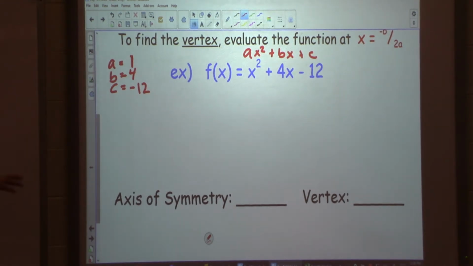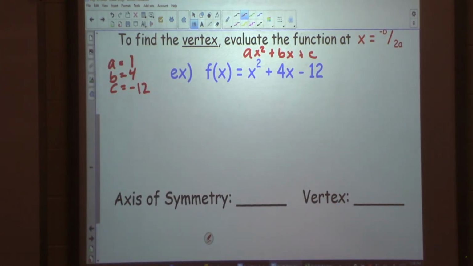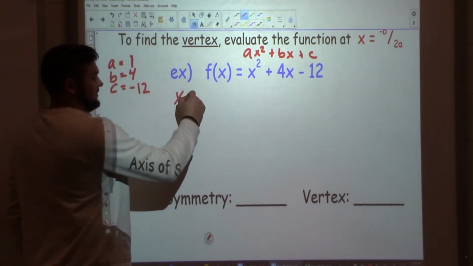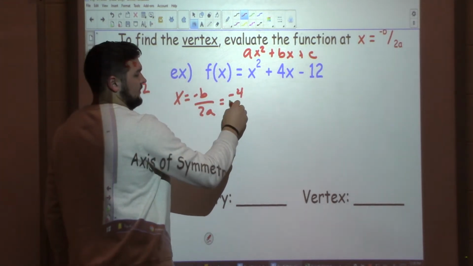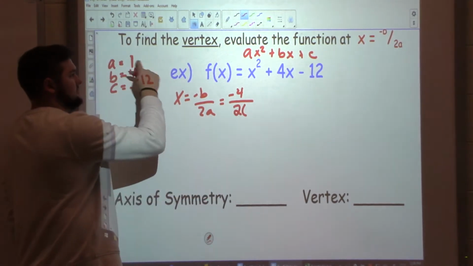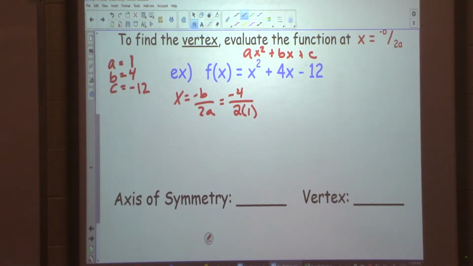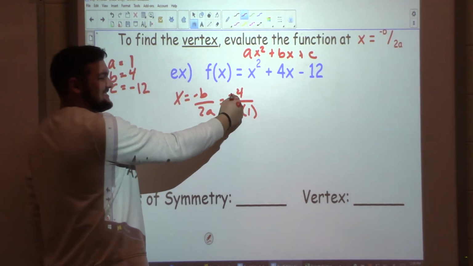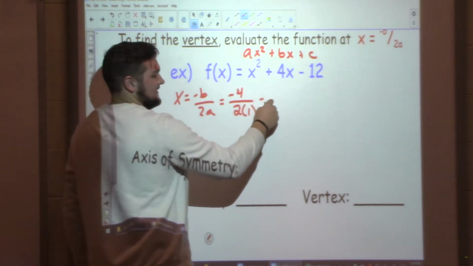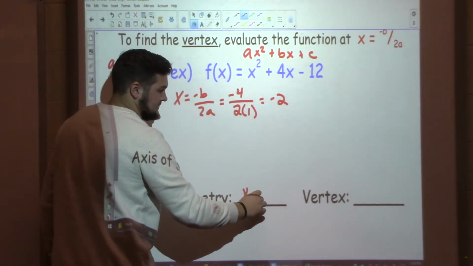So I want to find not only my axis of symmetry, but I want to find the x value for my vertex right now. What should I do? That equation we just circled. X equals -b over 2a. Well, b is 4, so -4 over 2 times 1, which is my a value. Just plugging b and a into that formula. Well, what's 2 times 1? 2. What's -4 divided by 2? -2. So when I go to write my axis of symmetry, you must write it x equals -2.